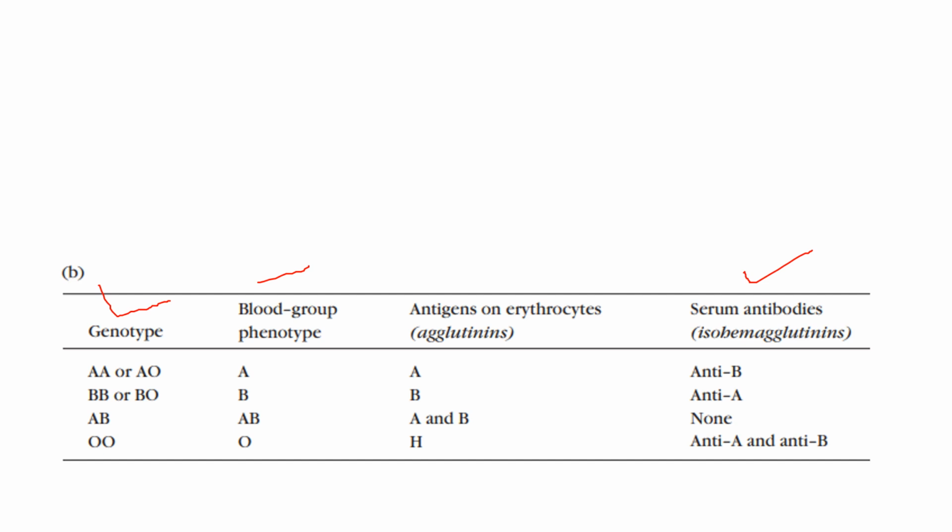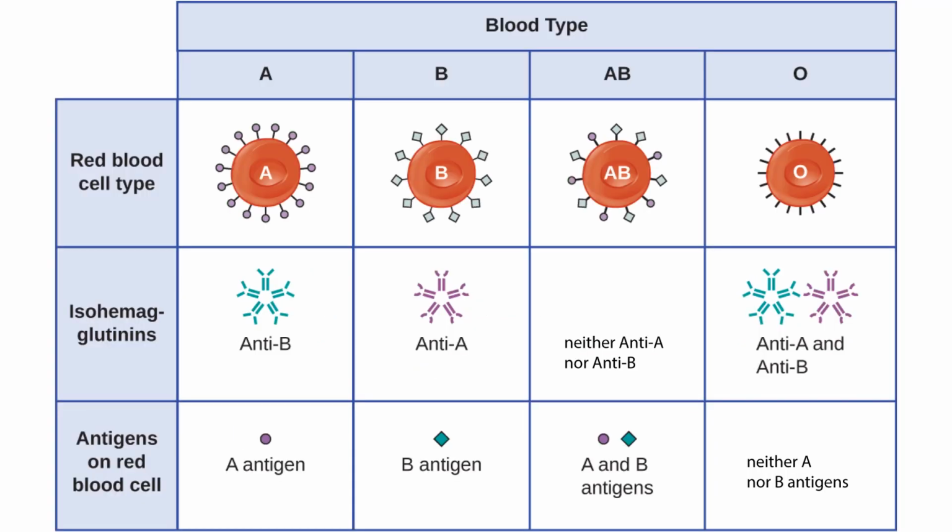So this is how it works. For example, for blood group phenotype A, there is antigen A and antibody B. So this is the picture, the red blood cell type. Suppose this is blood type ABO. Now the isohemagglutinin and the antigen on red blood cells: anti-B if the person has blood group A. So this is the A antigen and anti-B.